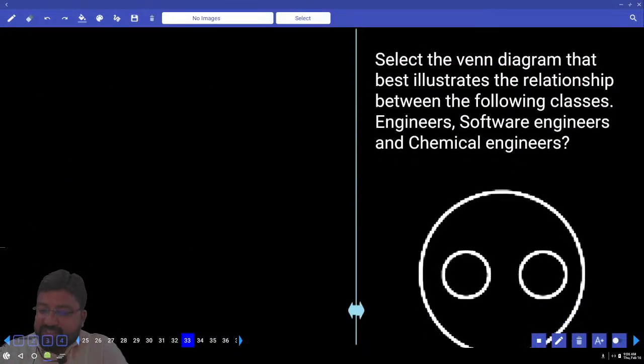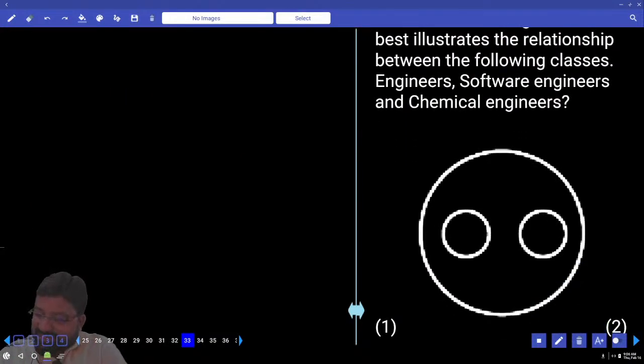Engineers, software engineers and chemical engineers. Akkade kanapadbothundi. Software engineer, chemical engineer, they are all engineers. But software is different from chemical. Which option? First option.